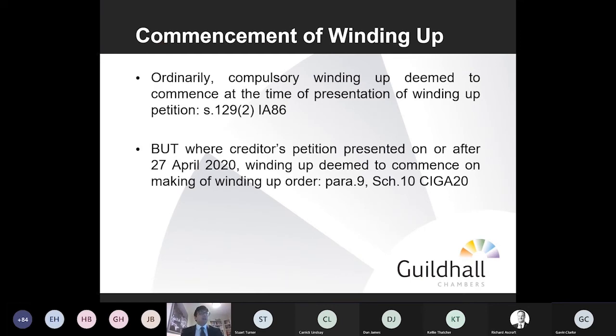And so everything that we come on to say now will be treated as applying only to those historic cases involving petitions presented before that date, or hopefully future cases once we're through the other side of the pandemic, and presumably Parliament will then revert to the position of 127 kicking in on presentation of the petition.